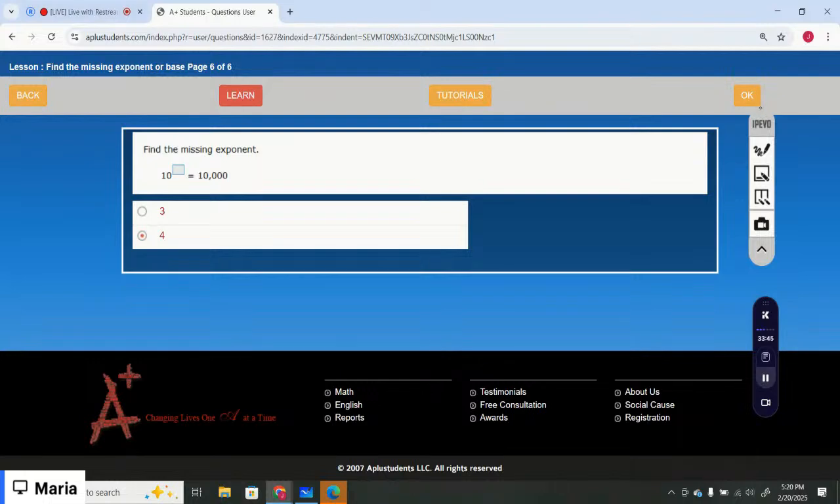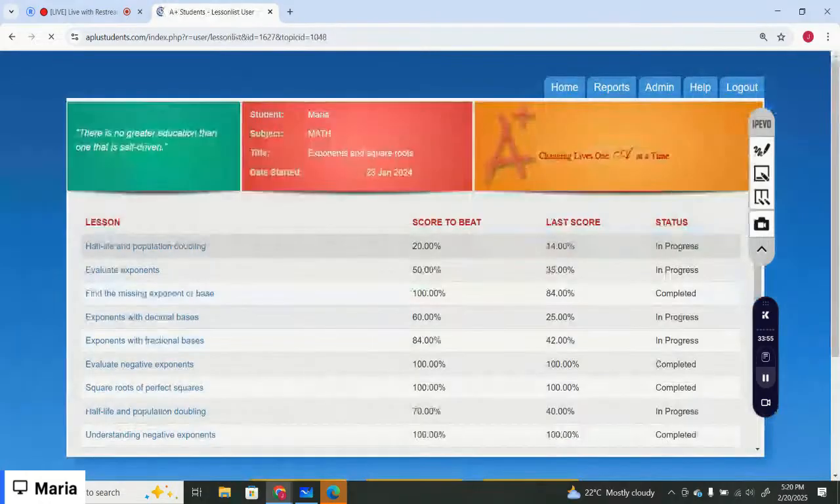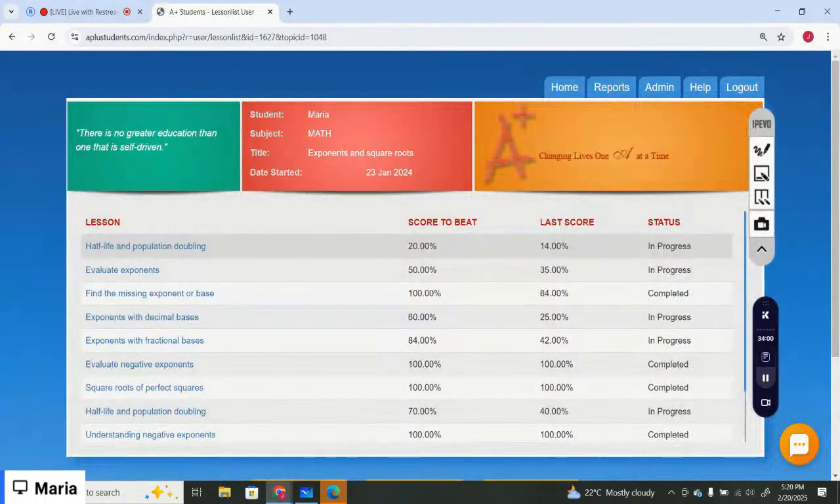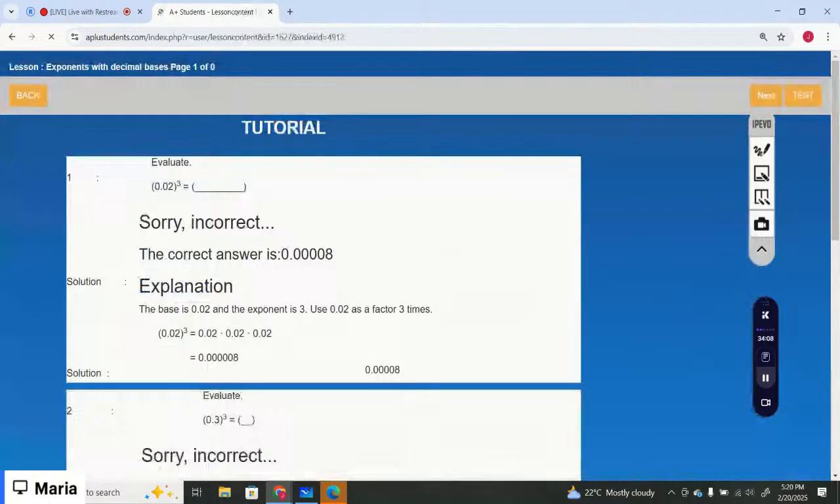Okay, you can complete the lesson by yourself later today. Let me just move on to the next lesson. The next lesson is exponent with decimal bases.